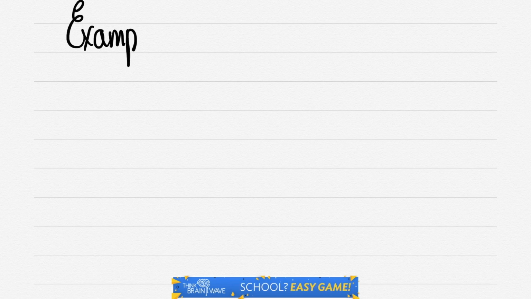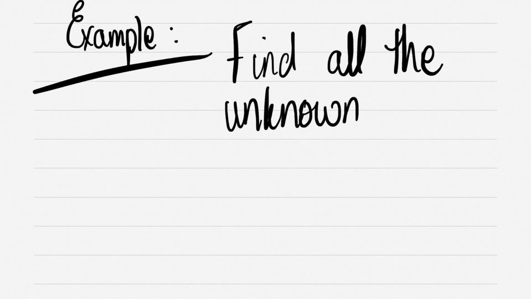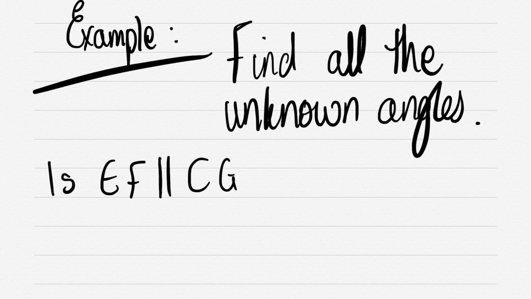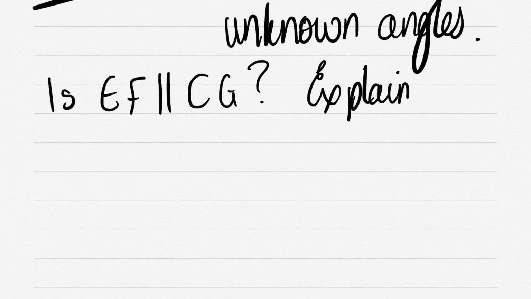I'm your tutor Roland, and we'll be discussing a couple more problems dealing with transversal lines and parallel lines in Euclidean geometry. So in this example, we want to find all of the unknown angles. In the previous video, we learned about three different major rules, and the rules form FUN. If you're interested in looking at those rules again, go visit the previous video. So we need to define whether the line EF is parallel to the line CG, and then we need to explain why.